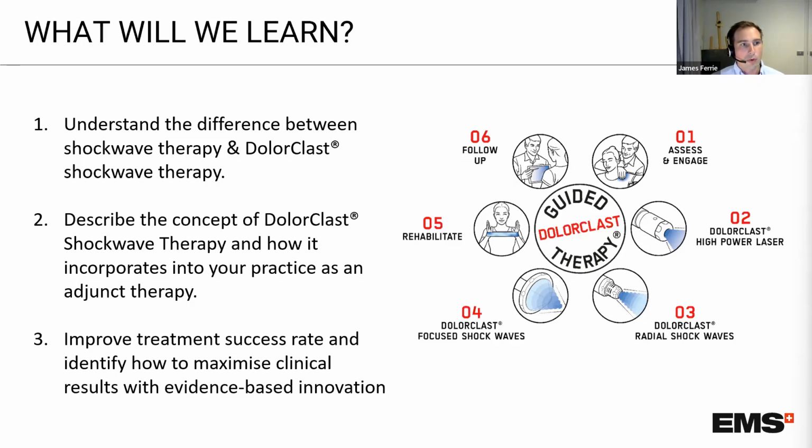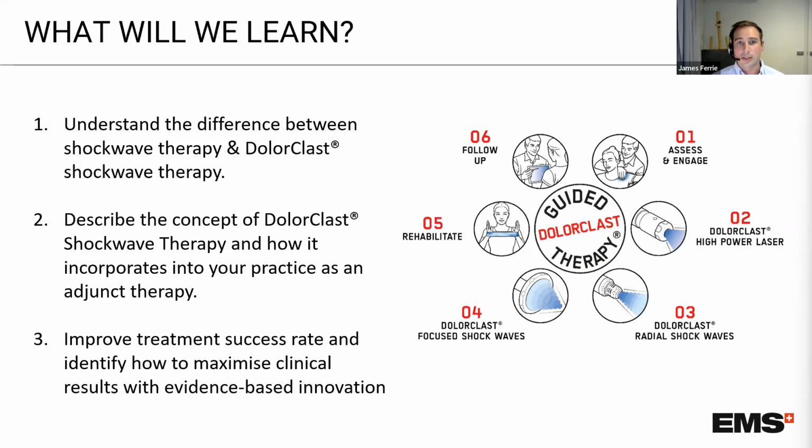We also want to describe the concept of Doller class and how to incorporate it into your practice as an adjunct therapy, which can really help to improve the success and improve patients' lives when it comes to really chronic debilitating, particularly tendon problems, but also treatment of conditions such as osteoarthritis as well. And I'm also going to talk about some of my ideas in terms of improving the success rate with shockwave therapy that I've picked up over the last decade of using shockwave Doller class in practice.